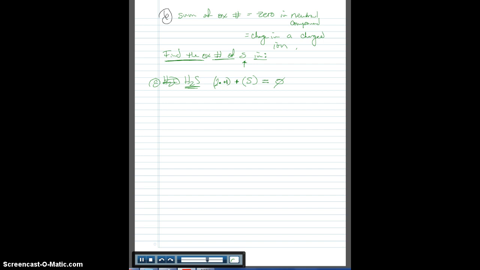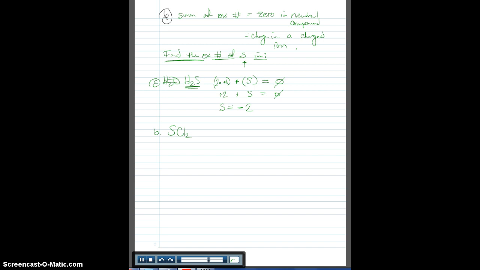And then we're going to solve this for S. So we have +2 plus S equals 0. So obviously you can see that S is going to be equal to -2. And that's the correct answer. We would say sulfur has a -2 oxidation number here. Let's look at another example here, SCl2. This is a molecular compound.